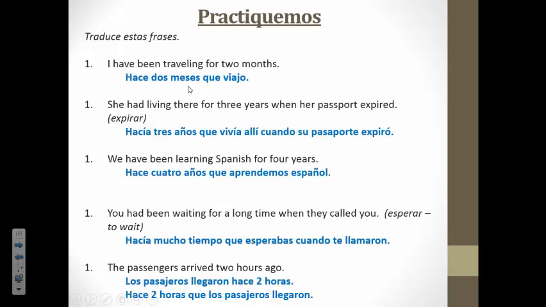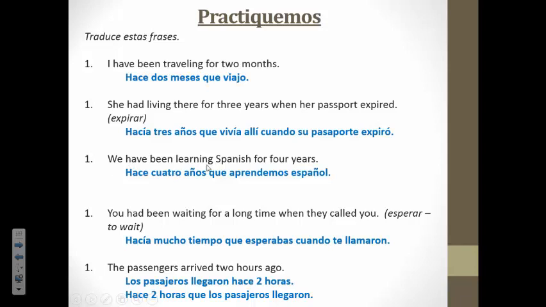All right, so there's that first one. Hace 2 meses que viajo. Number 2, she had been living there for 3 years when her passport expired. Okay, so we're going to talk about what was going on. She was living. That's the part of the sentence we're going to focus on first. So, hacía 3 años que vivía allí. So this says she had been living there for 3 years when her passport expired. Typically, this other part of the sentence, okay, that's going to be preterite. And that goes back to the interrupting action, okay? So, cuando su pasaporte expiró.